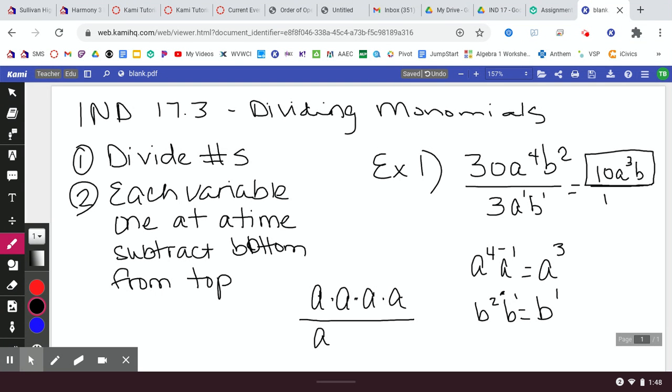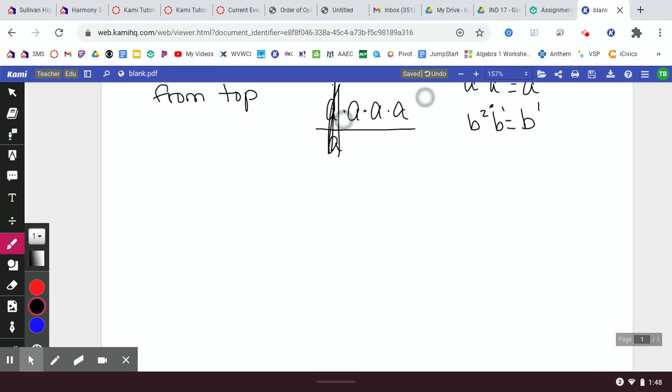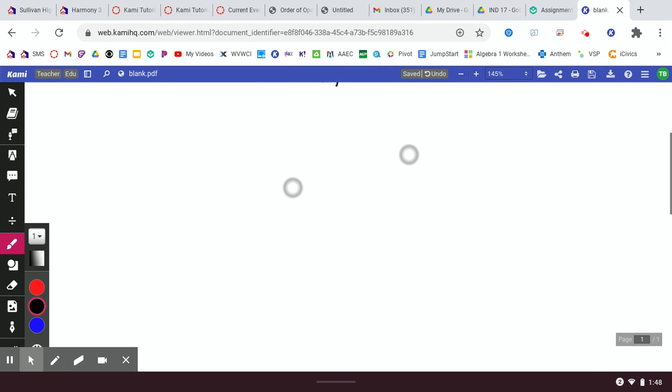Well, what happens when you have a over a? Oops, those two cancel each other out, right? So how many are you left with on top? 3. So either way, any way you look at it, it all comes out to being 3 a's on top. Okay, and so whichever way you think is easiest. All right, let's look at another example here.